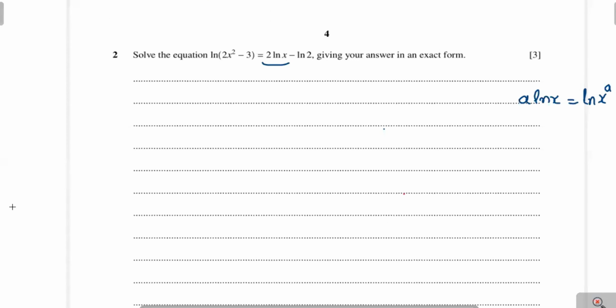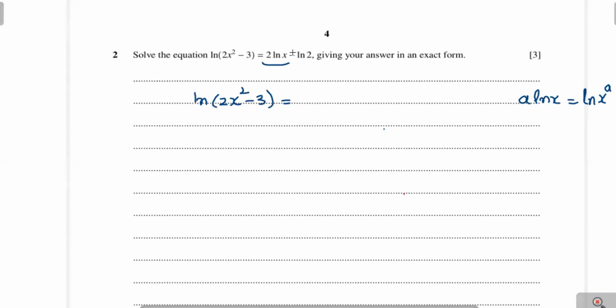Question number 2. Solve the equation ln(2x squared - 3) = 2 ln x - ln 2, giving your answer in exact form. Firstly, we write the left-hand side: ln(2x squared - 3). We use the logarithm rule, a ln x equals ln x to the power a.